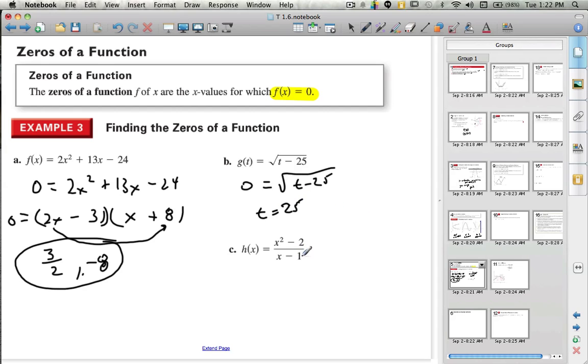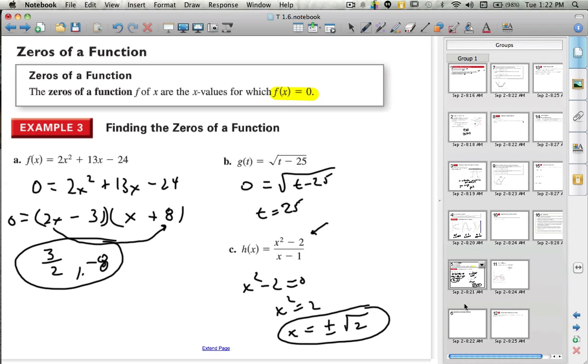And this one's a little interesting because it's a rational function. The things that will make it equal 0 are when the numerator equals 0. So I set the numerator to be equal to 0. So x squared will be equal to 2. So x will be equal to plus and minus the square root of 2. Those are my solutions, which are also called zeros, which are also x-intercepts.